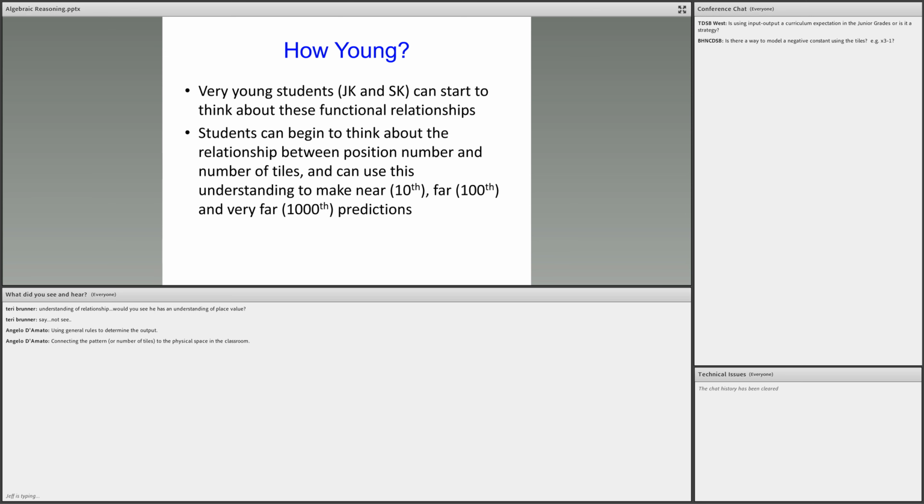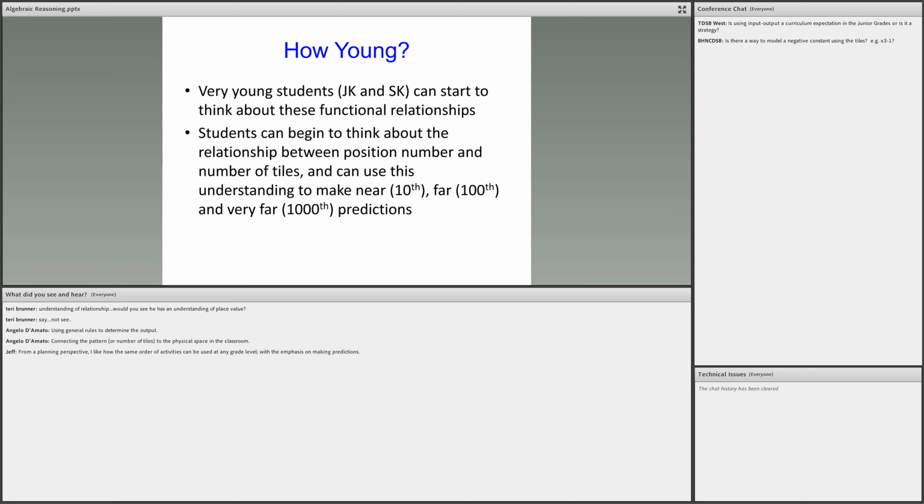Yeah, so some interesting stuff there. Obviously, and this was true for most of the kids that we interviewed, by the end they could definitely predict to the 10th. And then about half of them could predict beyond the 10th to the 100th or 1000th.